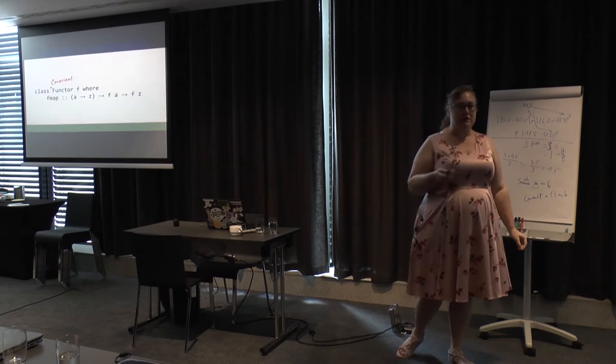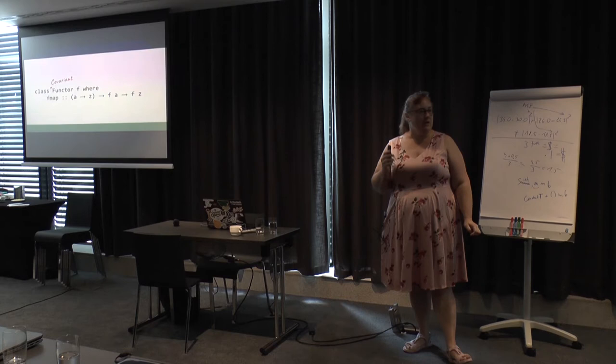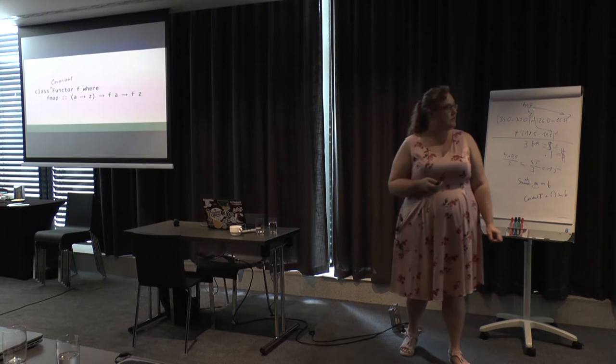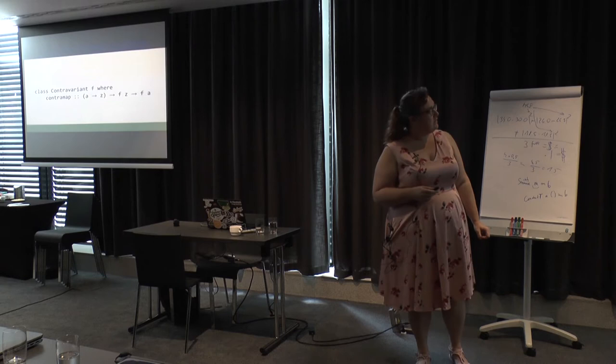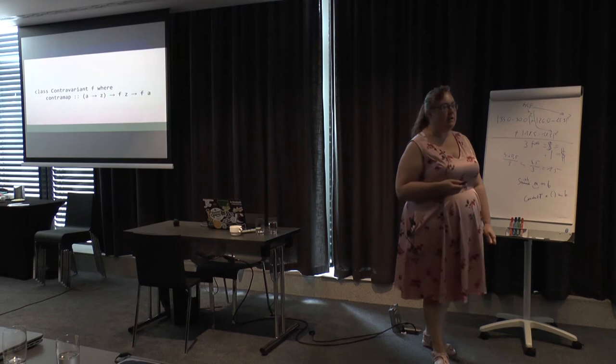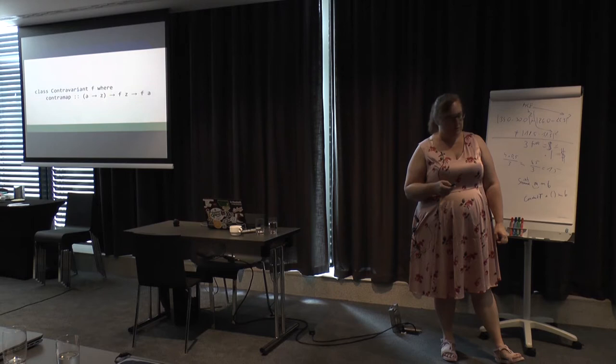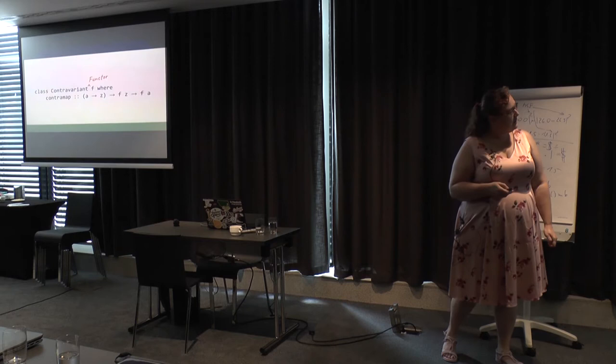And we talked the day before about how some things are contravariant in some arguments. So we're going to look at the Contravariant class now. This is another type class. It is a type class of functors, but they have arrows going in the opposite direction. You see that we have an A to Z function that gives us an FZ to FA function. So this is a contravariant functor with the arrows reversed, right?